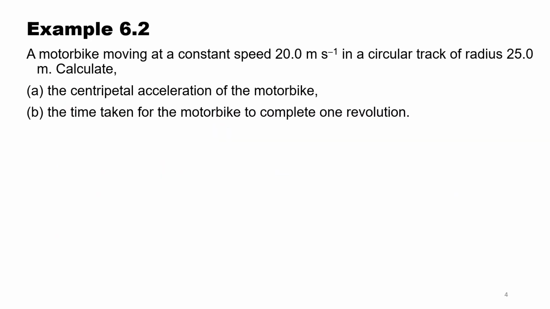Okay, example 6.2. A motorbike moving at a constant speed 20 meter per second in a circular track of radius 25 meter. So the information, first one is speed V 20 meter per second, and second one, the radius R is 25 meter. So the question asks to calculate the centripetal acceleration of the motorbike. So centripetal acceleration is AC.